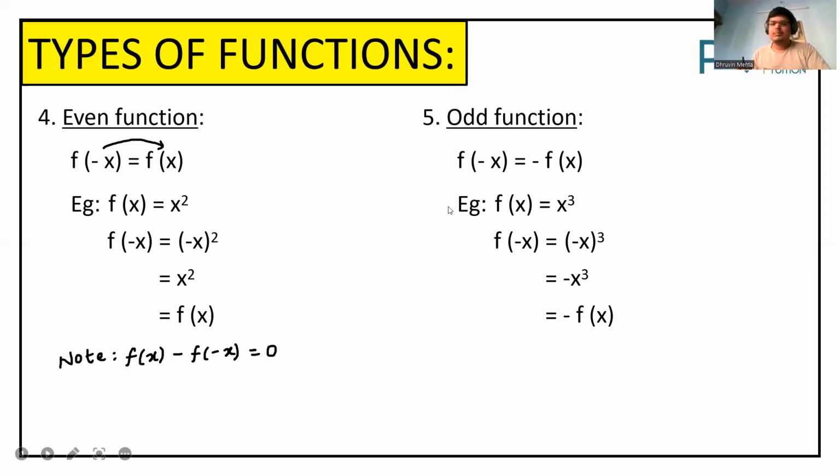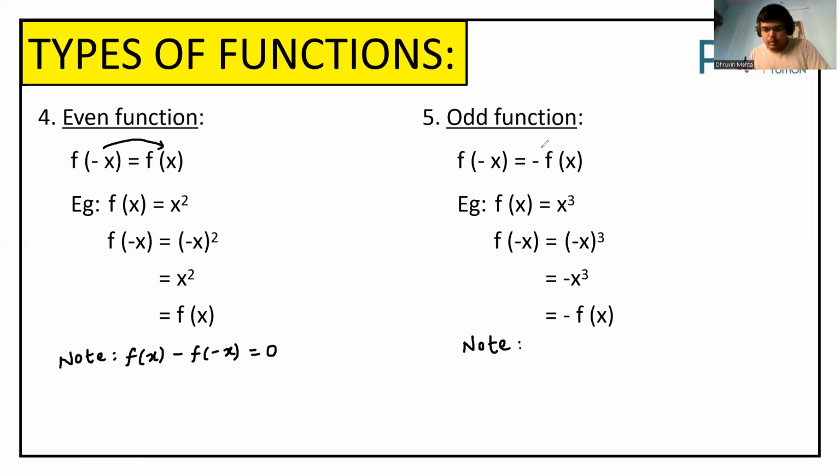Can you give me some more examples of odd function? Sir, x raised to 5, x raised to 7. All odd powers. Correct. And any trigonometry example? Sine minus x is minus sine x. Correct. So sin x is a good example.